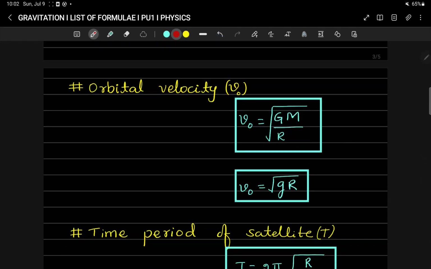So h means the satellite is present at a particular height above the earth, so we have to take h. If the satellite is present or revolving around the earth very close to the surface of the earth, then you will get this one also.